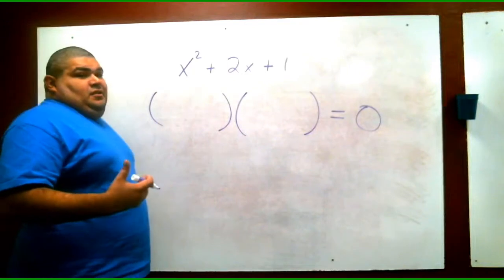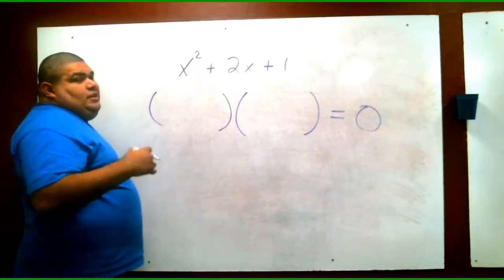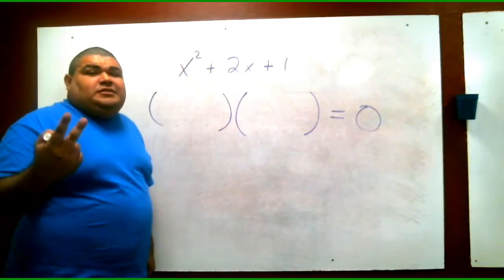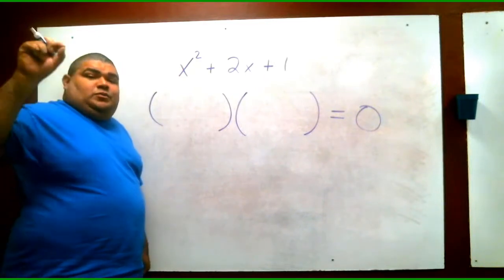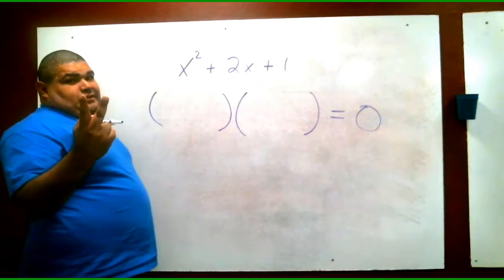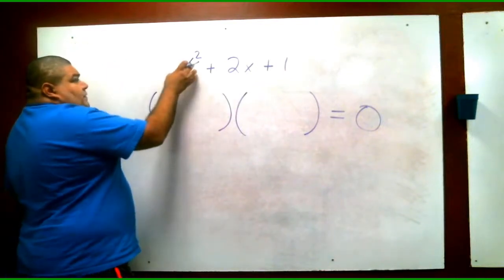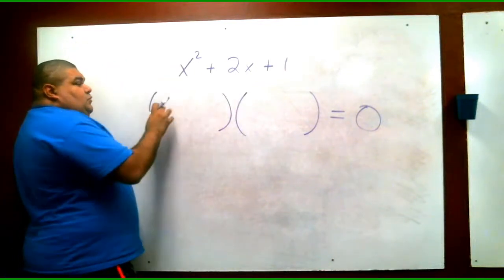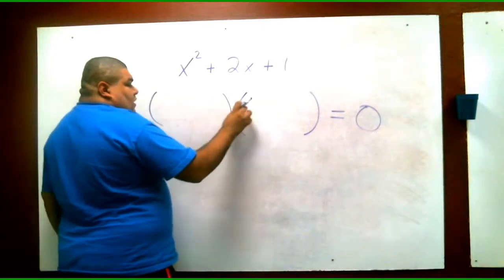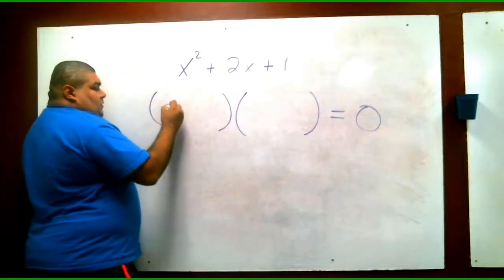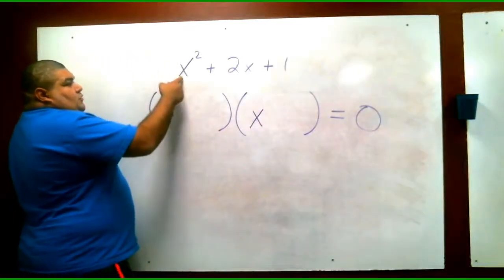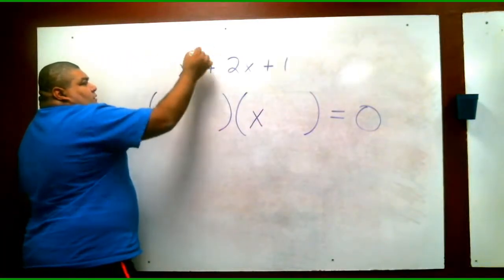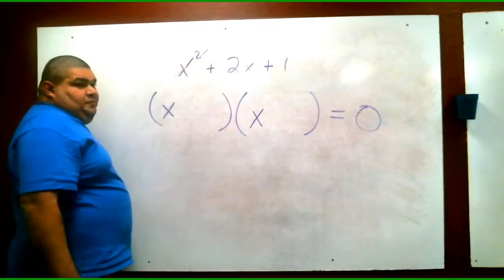Notice that there's 2 x's. x squared means there's 2 x's. If you remember, if you multiply an x with an x, it becomes x squared. So 2 x's. All we have to do for this x squared is write it in the front of both parentheses because there's 2 x's. So that cancels out. That no longer is there. So we have x and x.